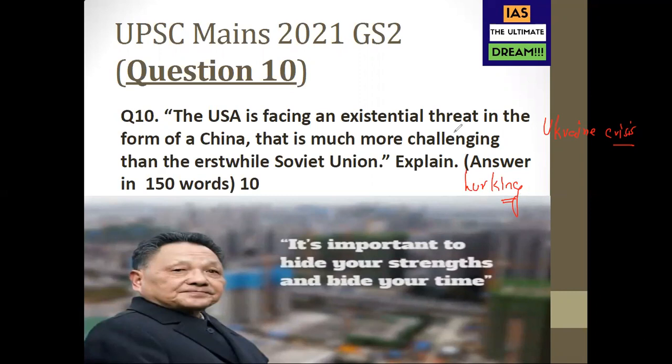If a similar kind of question comes, or even any question comes on US-China, or comparison between US-China and USA-USSR, or even the USA-Russia relationship, we have enough points to write.